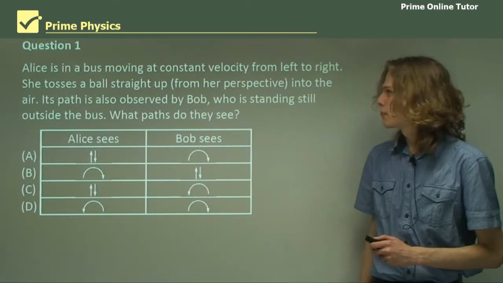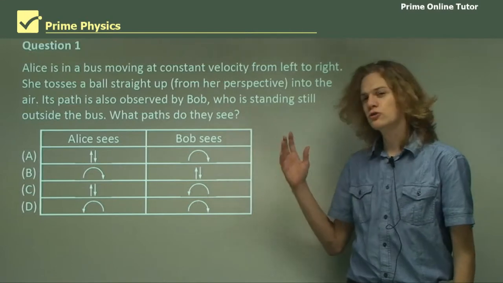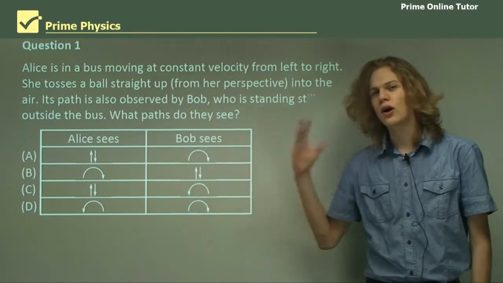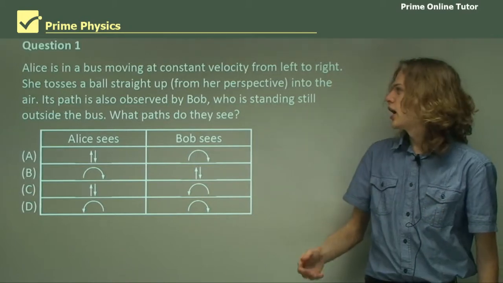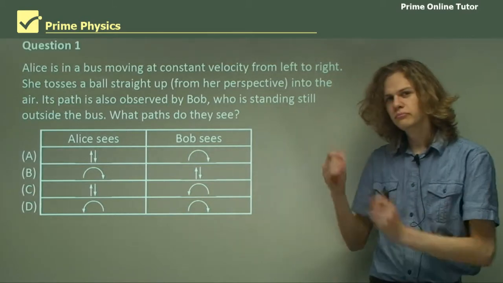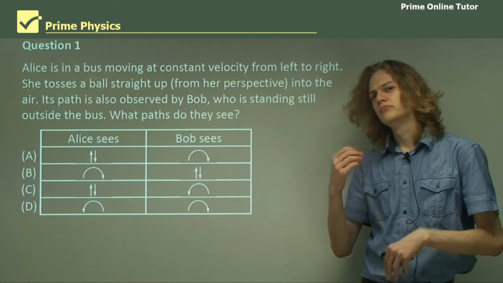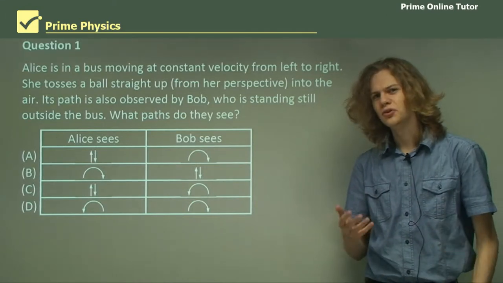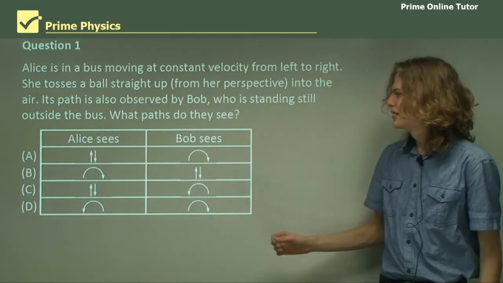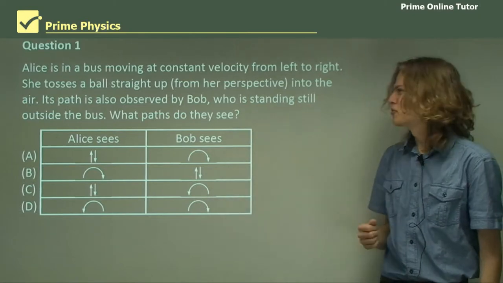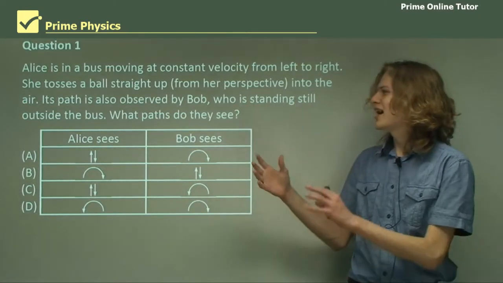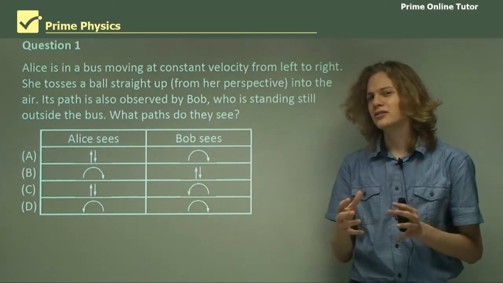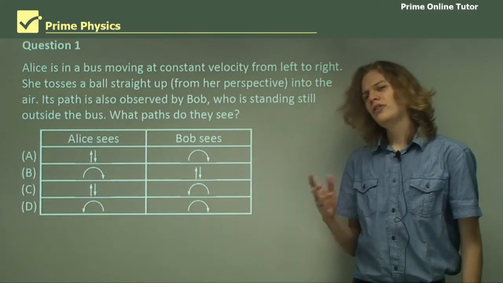Question 1. Alice is in a bus moving at constant velocity from left to right. She tosses a ball straight up from her perspective, and it goes up, and then something else happens. Does it go down or does it go across? Well, we'll find that out when we're answering the question. So its path is also observed by Bob, who is outside the bus, standing still. Now, what do they see?